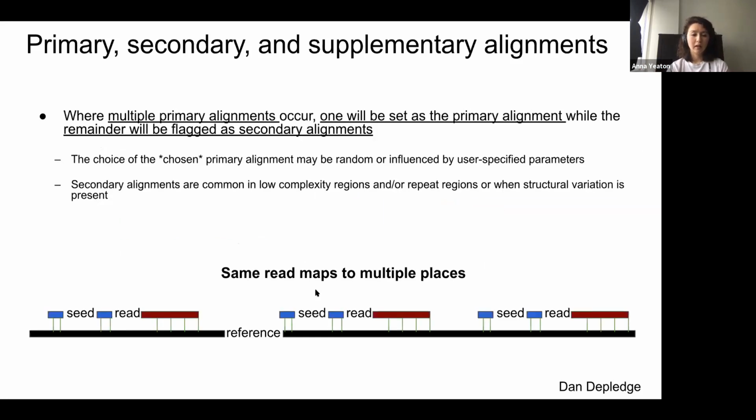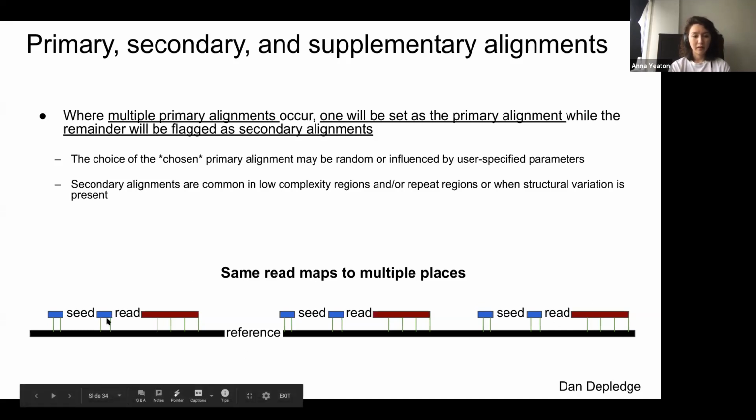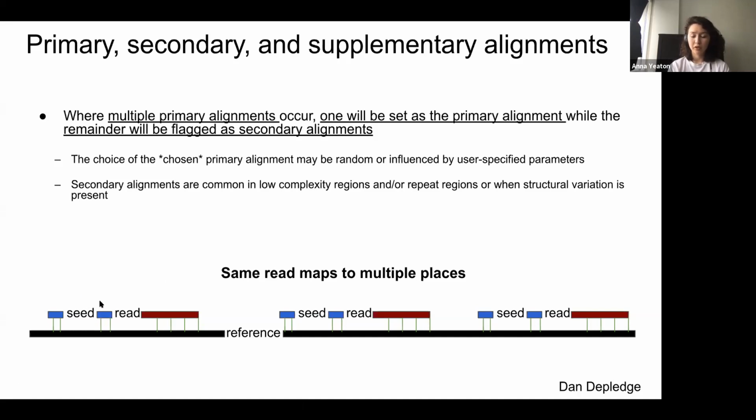However, we have our secondary alignment. So if multiple primary alignments occur, you have to choose which one will be a primary alignment versus a secondary alignment, and sometimes those are just random. So if this is the case, then the algorithm will just choose one of these randomly to be the primary alignment.